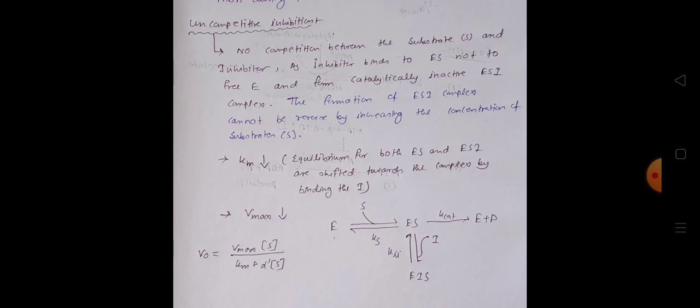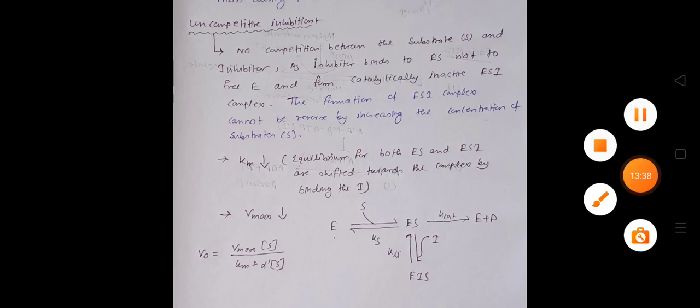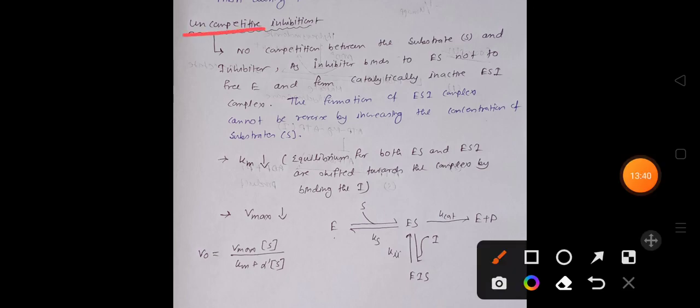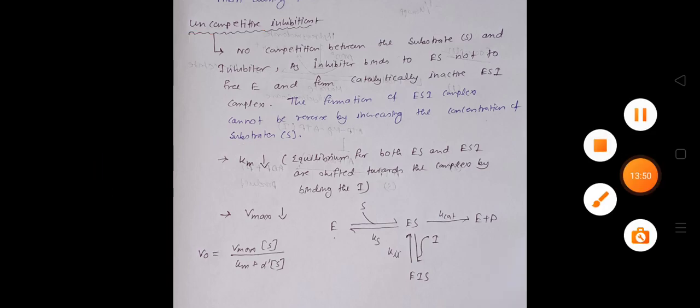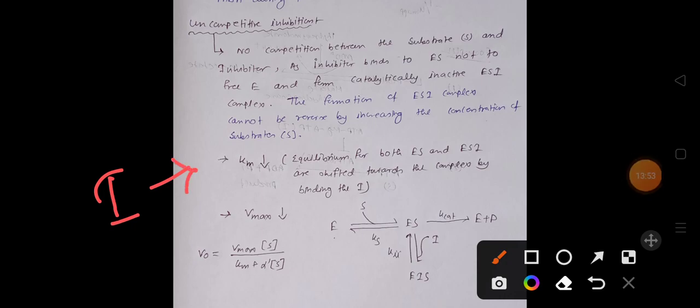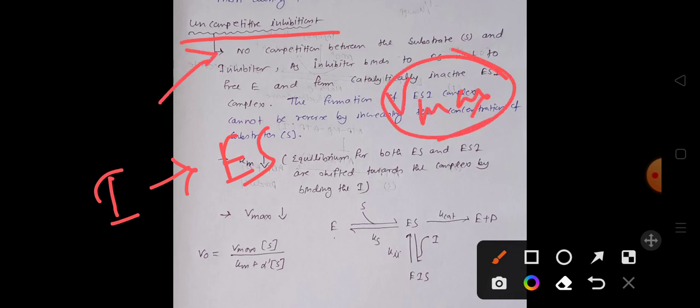Now let's talk about uncompetitive inhibition. As its name suggests, in uncompetitive inhibition there is no competition between the substrate and the inhibitor. Why is there no competition? Because the inhibitor, instead of interacting with the free enzyme, prefers to bind to the enzyme-substrate complex. So it is clear that when we measure kinetic parameters in case of uncompetitive inhibition, we will see that the value of Vmax is changed, right?